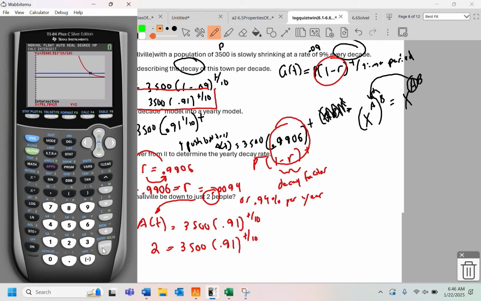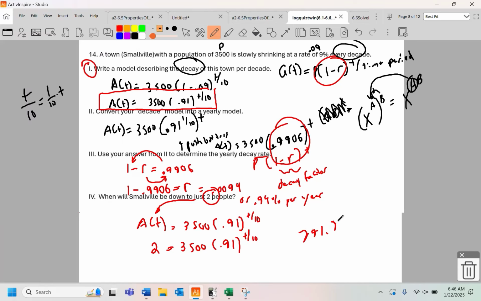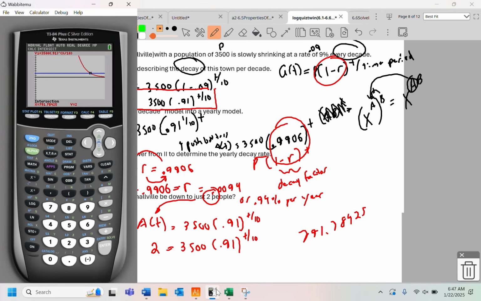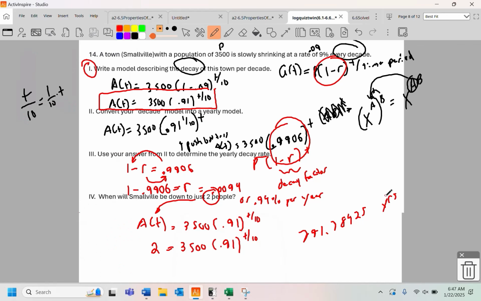I'm going to copy down this whole decimal, 791.78425 years. Now, I will offer a bonus if you can do this to the nearest year, day, hour, minute, second. So I know it's 791 years, 791 whole years there, right?